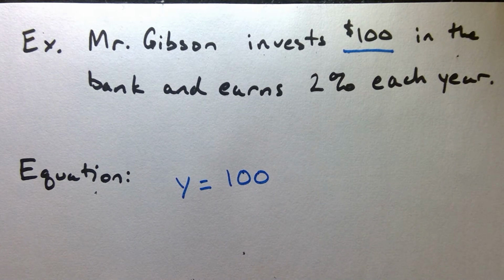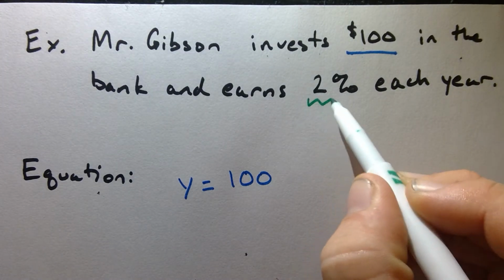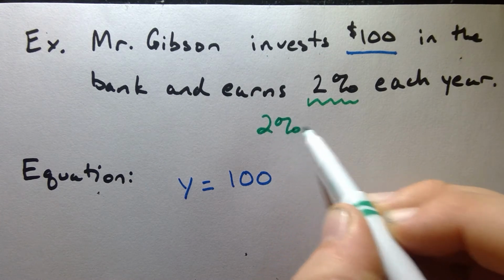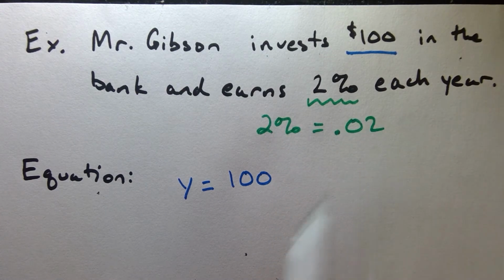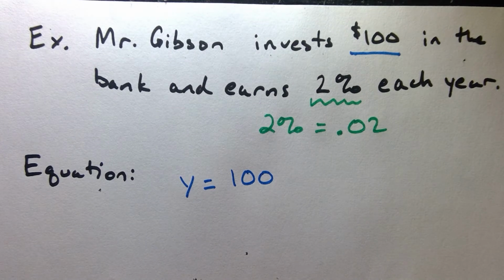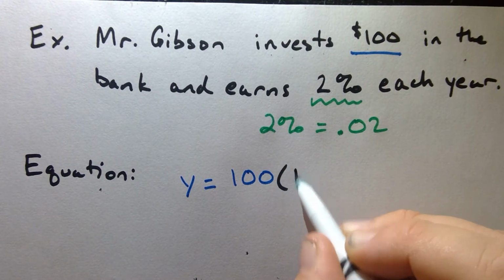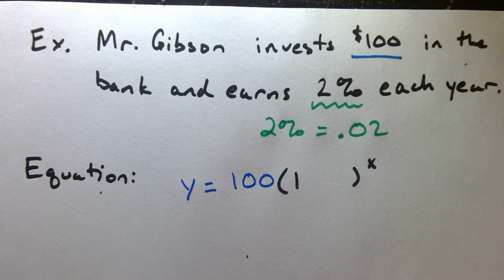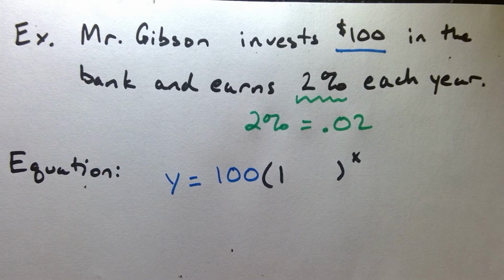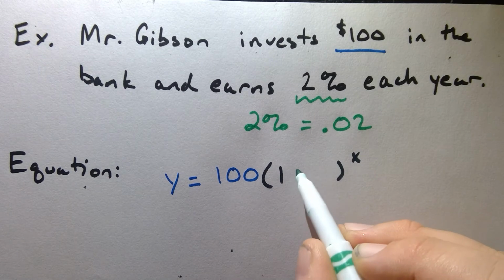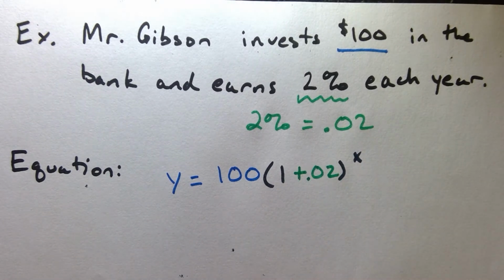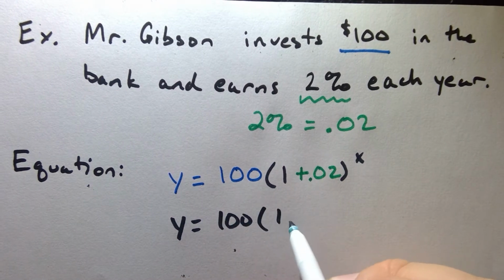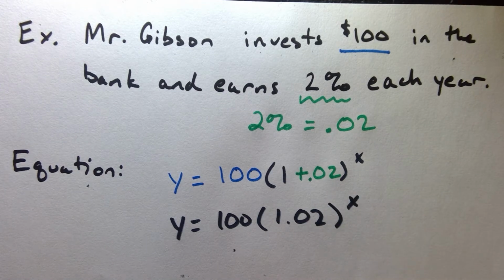Now if we look at the rate here, that's a percent rate, and so we want to write it as a decimal. So 2% equals 0.02. If we're earning money, that means we're going to have a growth rate, which is why Mr. Herman used green here. And so it's positive, so plus 0.02. And when we simplify, y equals 100 times 1.02 raised to the x power.